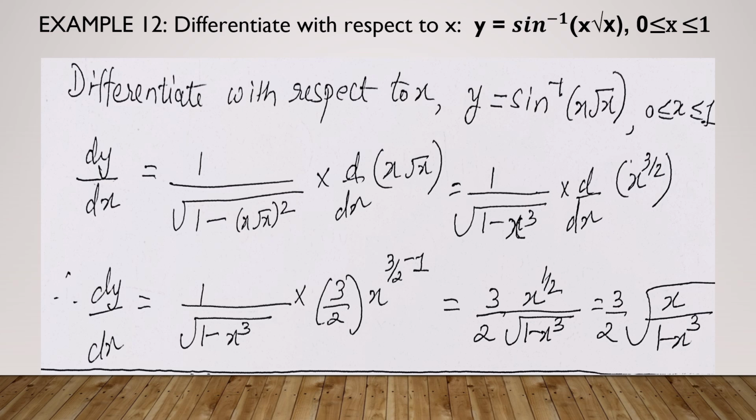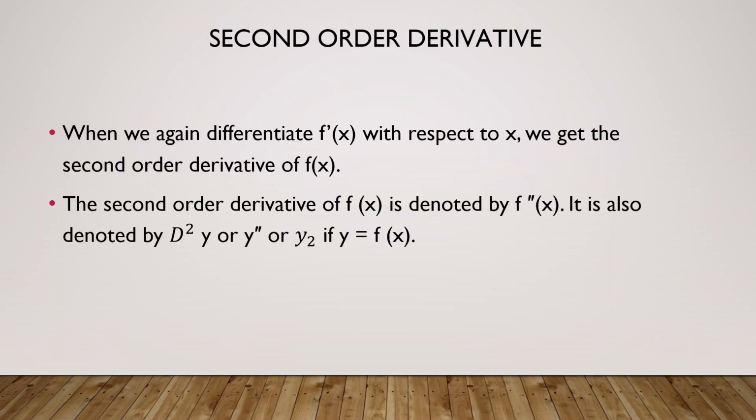x power 3 by 2. So x raised to n derivative is n, x raised to n minus 1. So on simplification you get dy by dx as 3 by 2, both are having roots. So 3 by 2 root of x upon 1 minus x cube.